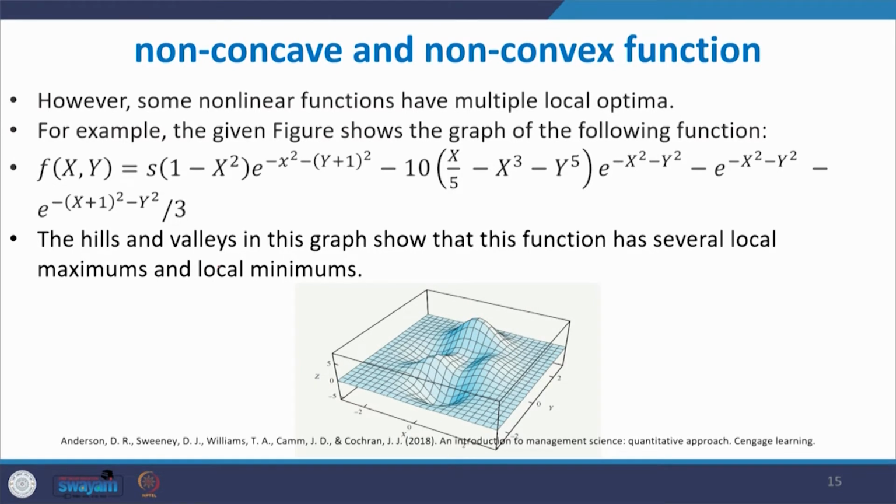So, the hills and valleys in this graph show that this function has several local maxima and local minima. Solving this kind of nonlinear optimization problem is very difficult, difficult in the sense that we can provide a solution, but there is no guarantee that the solution is the global minimum or global maximum.